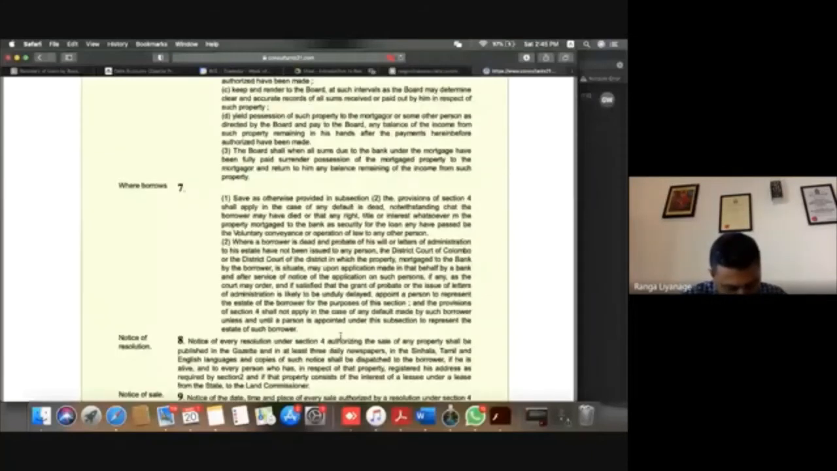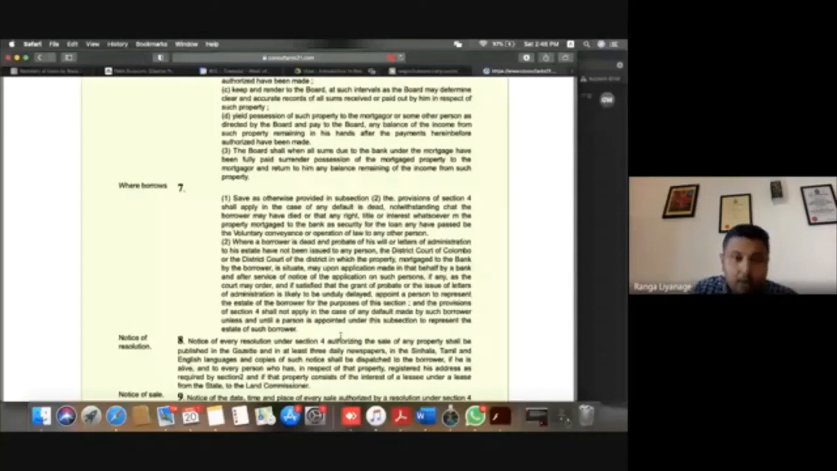Where the borrower is dead, even when there is a default, notwithstanding the borrower may have died or that any right, title, or interest whatsoever in the property mortgaged to the bank as security for the loan may have passed by voluntary conveyance or operation of law to any other person. Right? So, despite the borrower having died, you remember what we mentioned in section 2. If he has died, it goes to the heirs. Even if it goes to the heirs, the effect of section 4 is there. The bank can resolve to sell the property. Right?